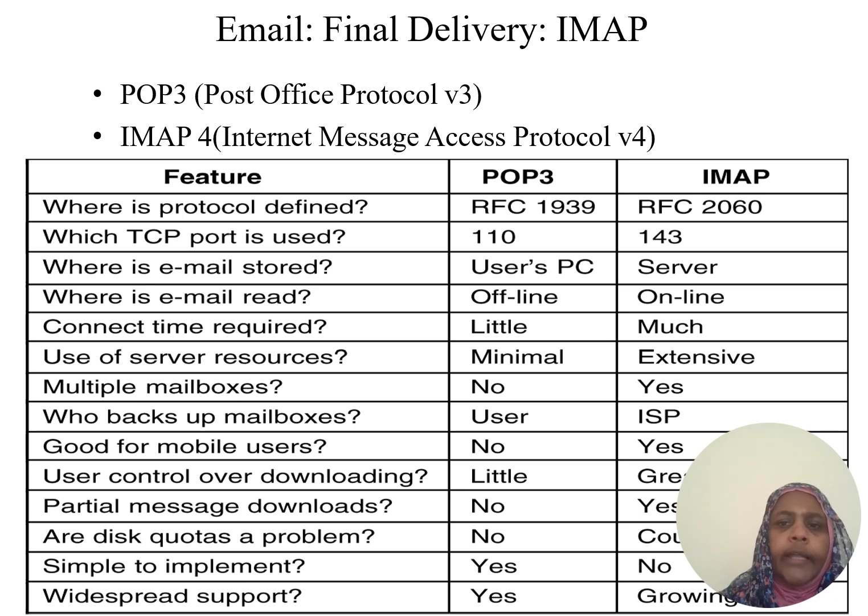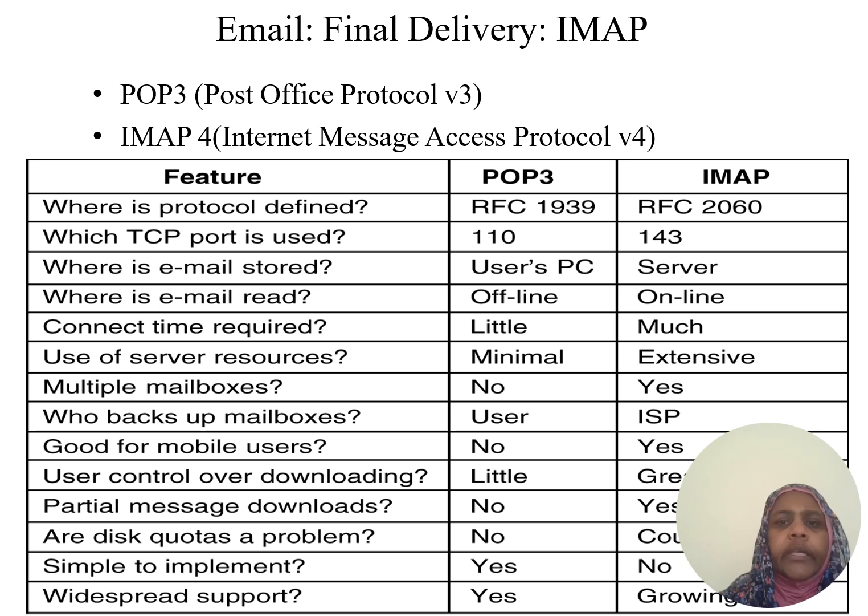IMAP is good for mobile users, but POP3 is not good for them because the storage capacity of a mobile device is small. Users have control over the downloading. That's a little in POP3 and a great deal in IMAP. Partial message download, POP3 does not allow that, but IMAP allows it.